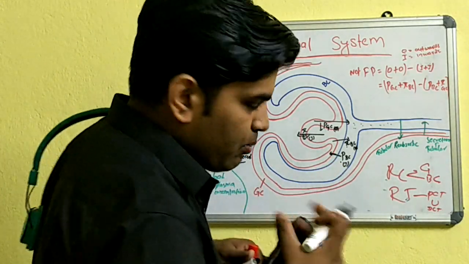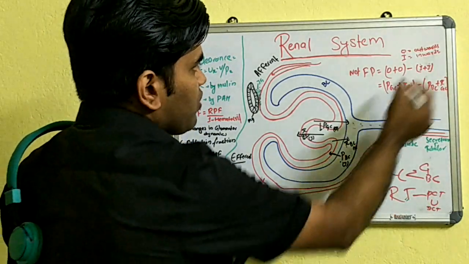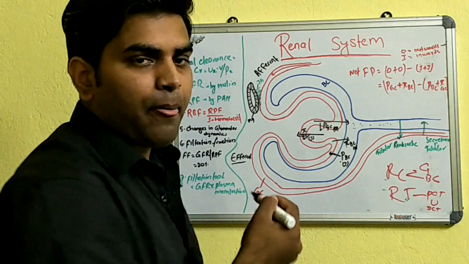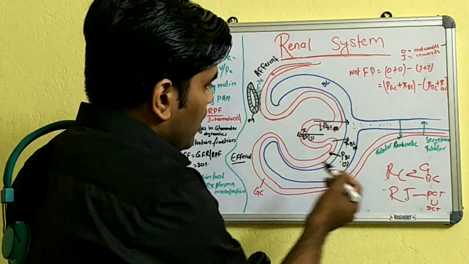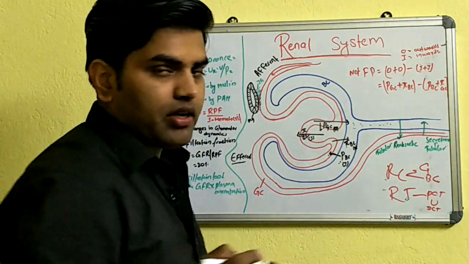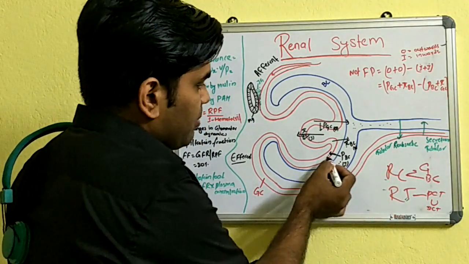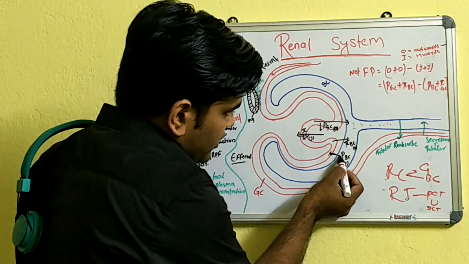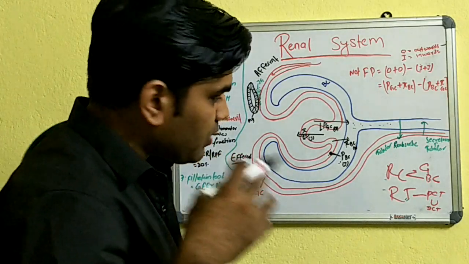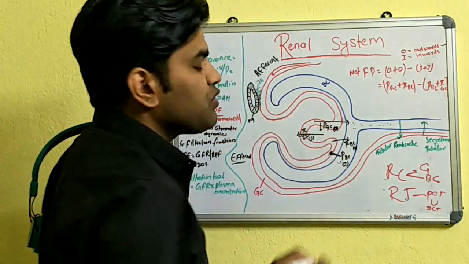What is the main purpose of any hydrostatic pressure? It is to push outside. So this is an outward force. That is important. Outward means outwards from the Bowman's capsule into the capillaries. That you have to understand. It doesn't mean that it is pulling out from the blood capillaries. It is exerting pressure oppositely. Whatever water is present in the Bowman's capsule, it wants to push into the capillaries.